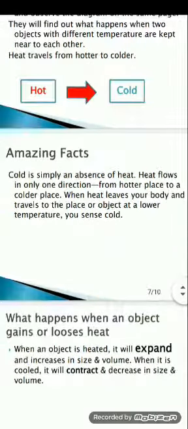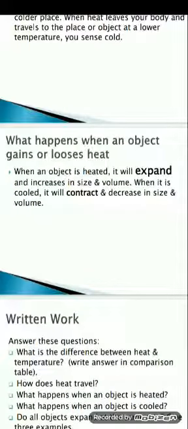Don't forget to go through the amazing facts. In the amazing fact on these pages, you will come to know what cold is. Cold is simply an absence of heat. What happens when an object gains or loses heat? When an object is heated up or cooled, what happens?